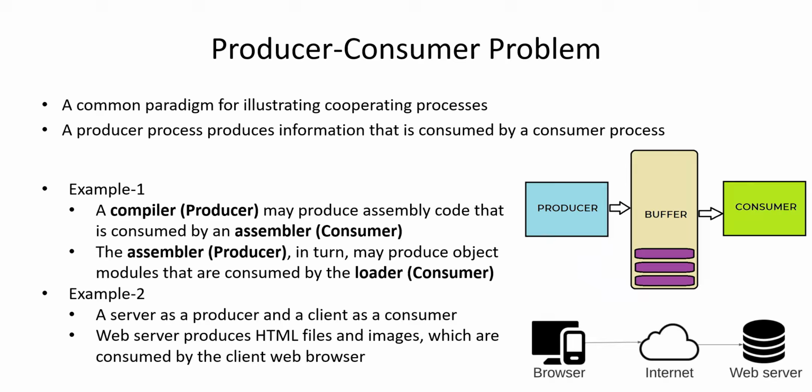Another example is a web server. The web server can act as the producer. It produces information such as HTML files and images. The client web browser acts as the consumer. The browser consumes that information. So we can think of this communication as producer, buffer, consumer. The buffer acts as the temporary storage between the producer and the consumer.